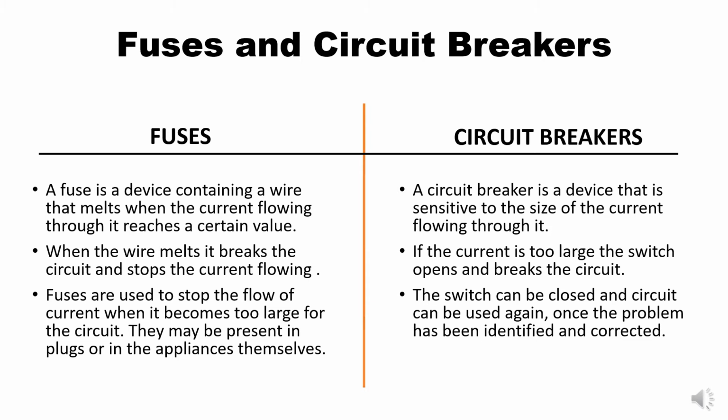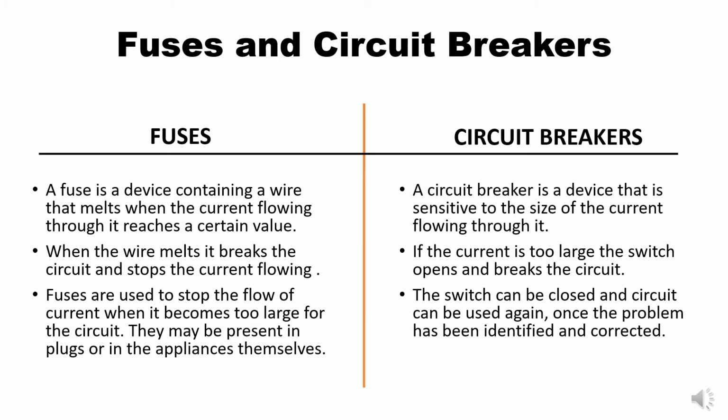Fuses and circuit breakers. What is the difference between the two? A fuse is a device containing a wire that melts when the current flowing through it reaches a certain value. When the wire melts, it breaks the circuit and stops the current flowing. Fuses are used to stop the flow of a current when it becomes too large for the circuit. They may be present in plugs or in the appliances themselves.